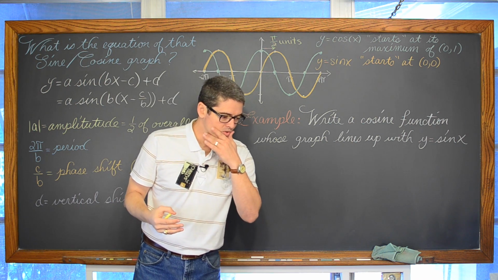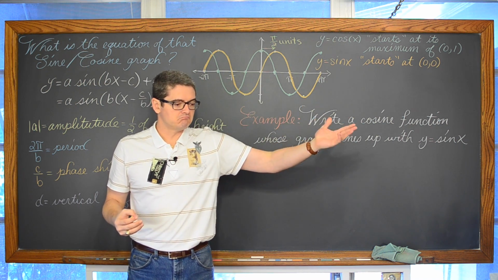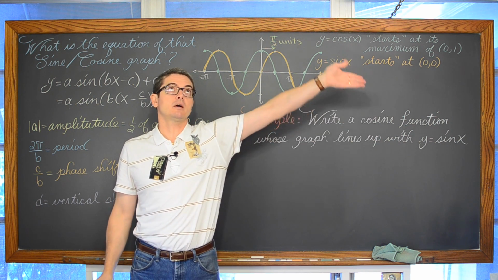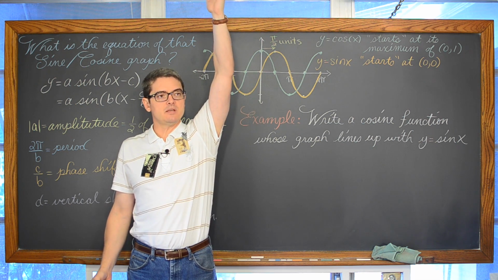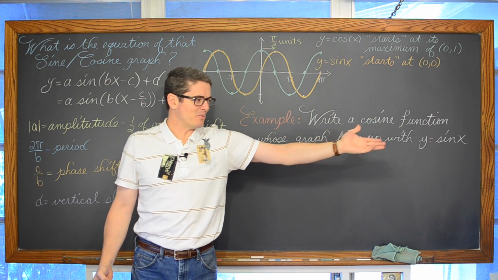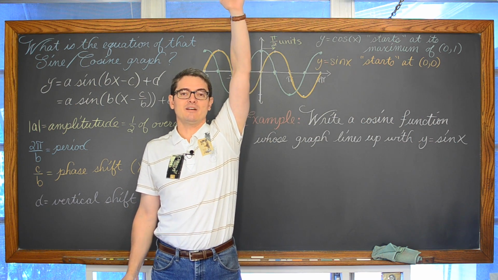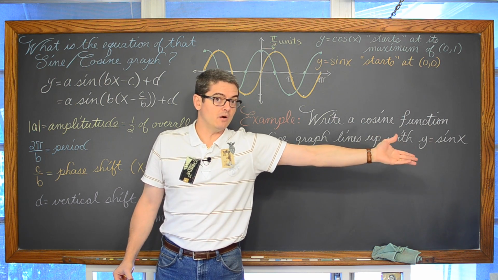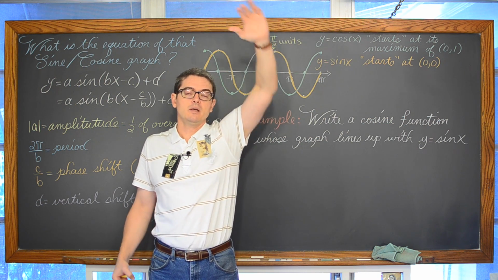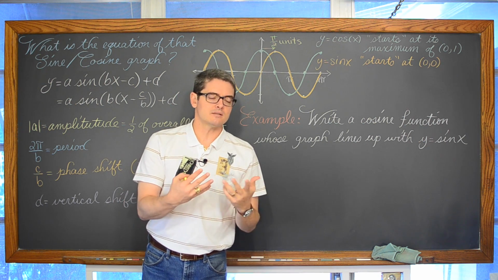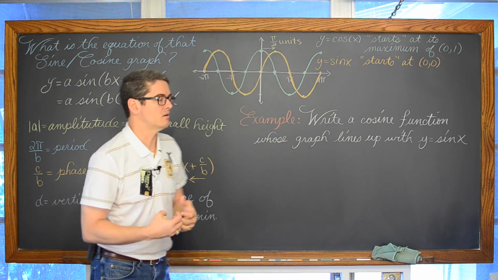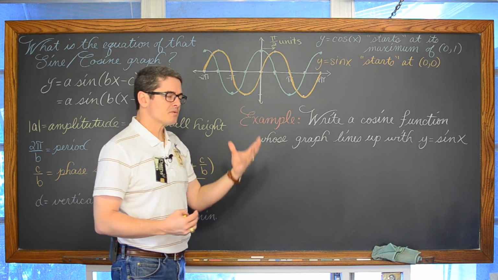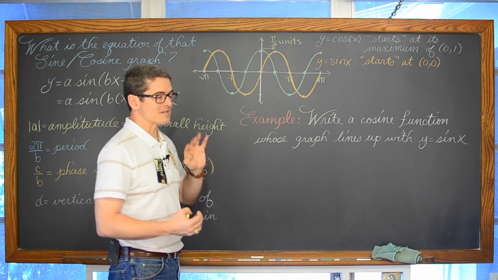Thinking about the unit circle, the cosine of 0 is 1, and the cosine of pi over 2 is 0, whereas the sine of 0 is 0, and the sine of pi over 2 is equal to 1. You're getting those same values just at pi over 2 radians apart, or 90 degrees if you're working with degrees. And so sine and cosine, the curves are exactly the same shape.